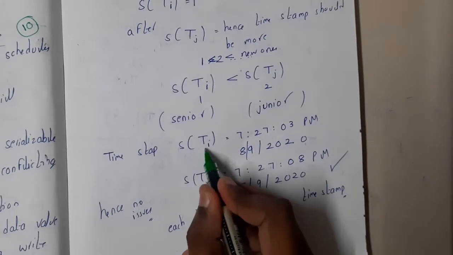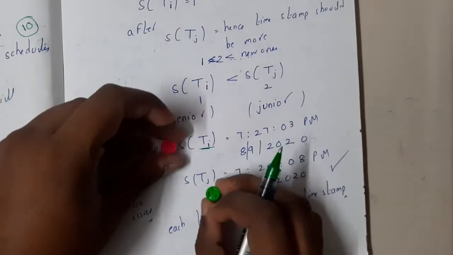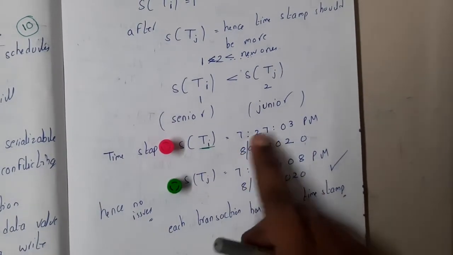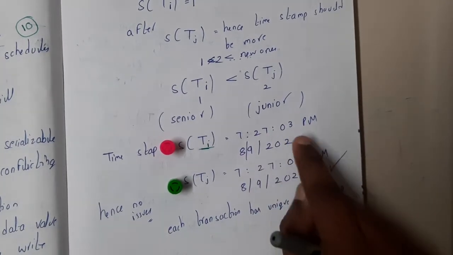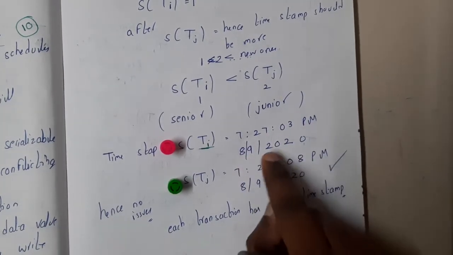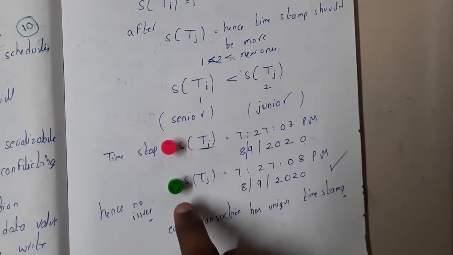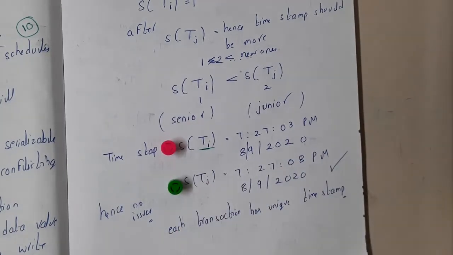A simple example will be the time stamping of Ti. Assume that Ti is one transaction, Tj is another transaction. So this transaction Ti will look in this way. The time when I wrote the notes is 7:27:03 p.m. 8/9/2020. So this is the time stamp of Ti. Similarly, for Tj, the time stamp is this. After 5 seconds it came. So who is the senior, guys, among both?